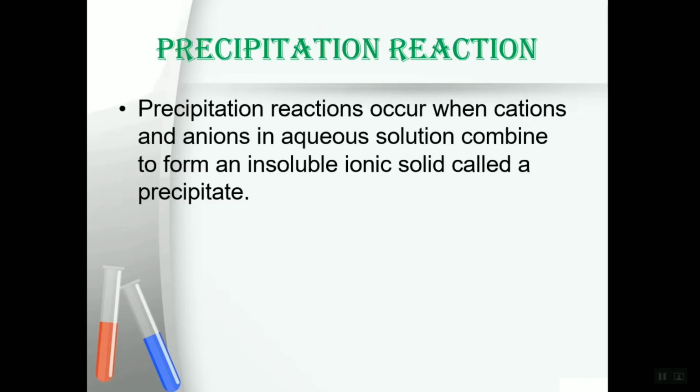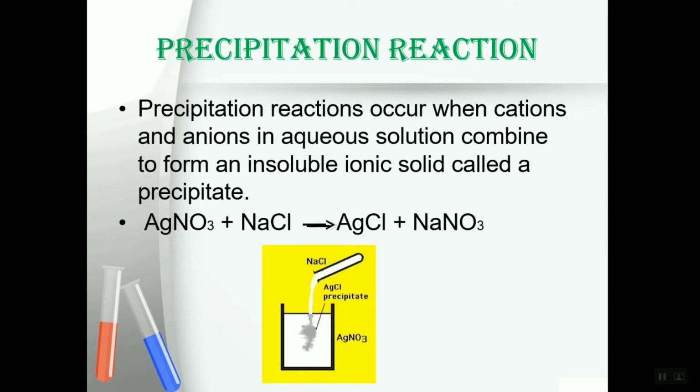Precipitation reaction. A precipitation reaction occurs when cations and anions in aqueous solution combine to form an insoluble ionic solid called a precipitate. For example, you can see here silver nitrate reacts with sodium chloride to form silver chloride and sodium nitrate. This is also a double displacement reaction, but here a precipitate forms, that's why we can say that it is a precipitation reaction.